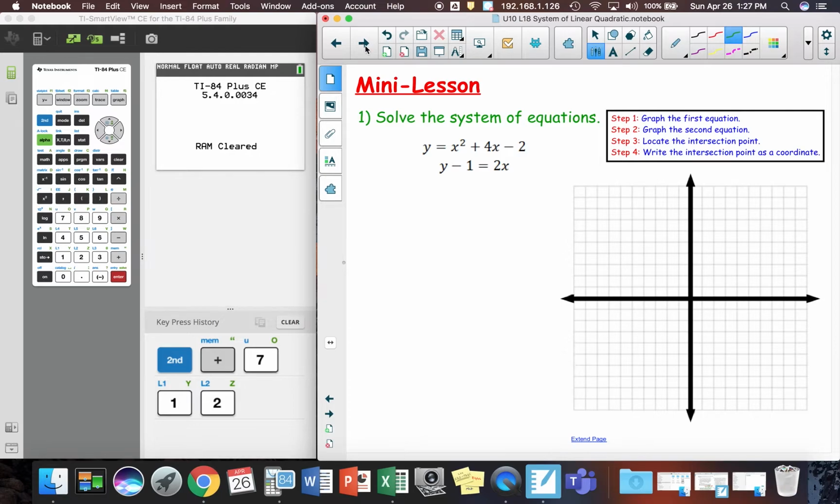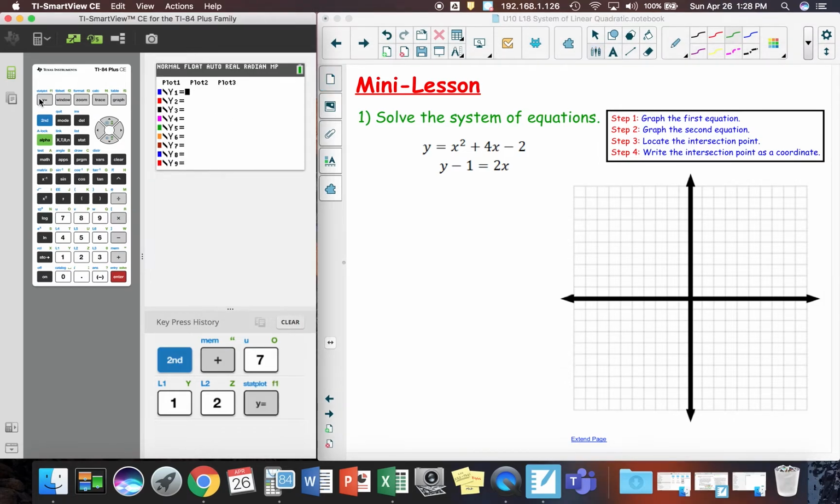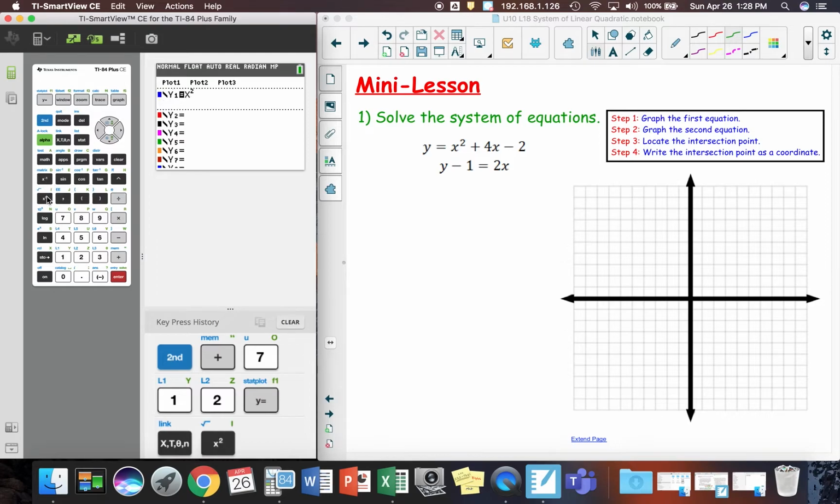Let's solve these systems of equations. What we need to do is graph both of these equations and figure out where they intersect. We have this graph here, so we're going to use it. The first step says to graph the first equation. In order to do that, I'm going to use my calculator. I go to y equals, and I type in this equation: x squared plus 4x minus 2.